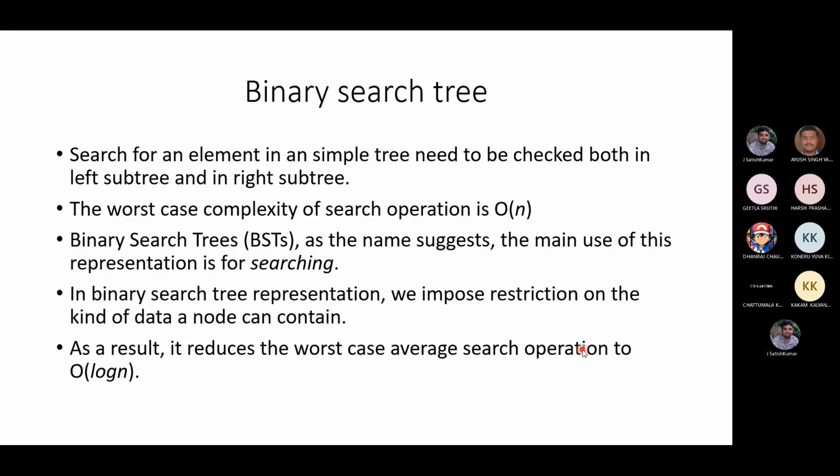That would be the case even in a binary tree, but a binary search tree, as the name itself says, is a simple mechanism of tree representation. We will put some conditions, some restrictions on the data when we are building the tree, that will help us reduce the worst case complexity to log n. How it will happen, I will show you.